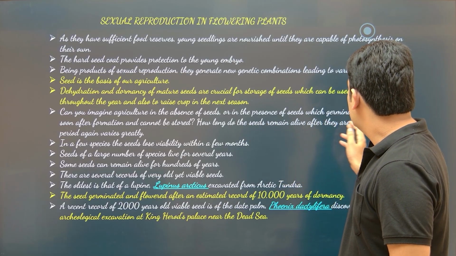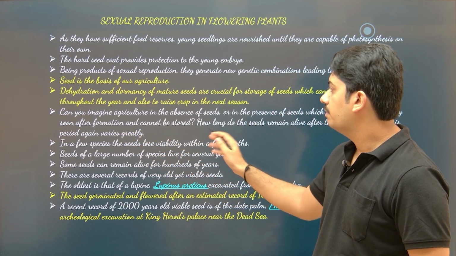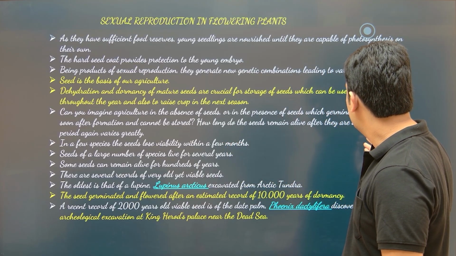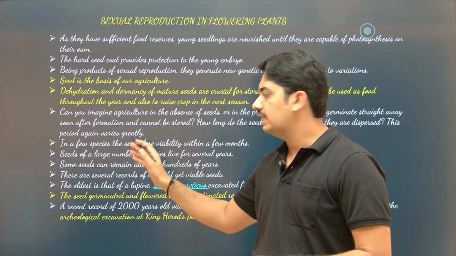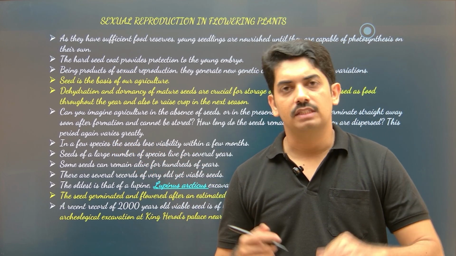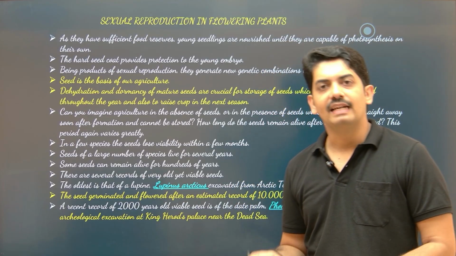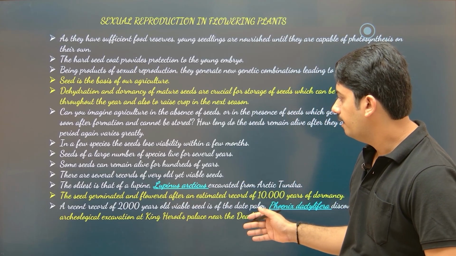Seeds which germinate straight away soon after formation cannot be stored. How long do the seeds remain alive after they are dispersed? This period again varies greatly. That means dormancy, viability and dehydration will vary from plant to plant. There are some examples here.